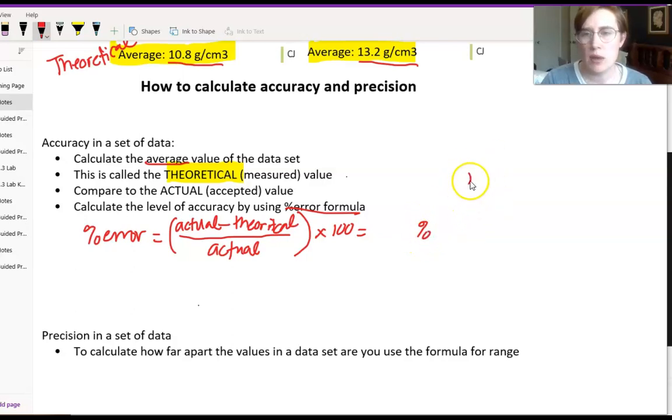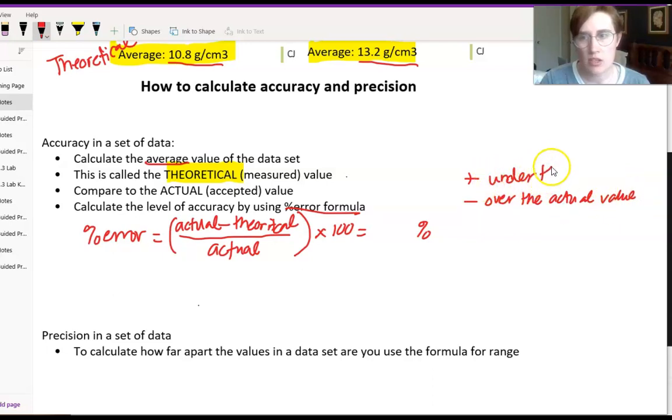Now your percent can either be a positive percent or a negative percent. A negative percent ironically means that you went over the accepted or actual value, and a positive number means that you went under the actual value.